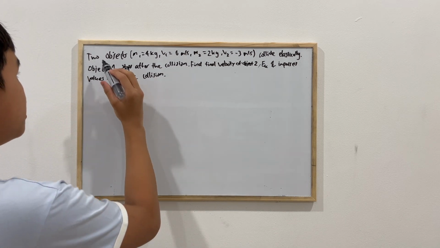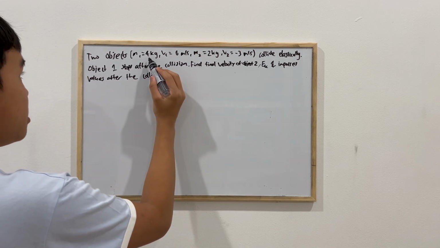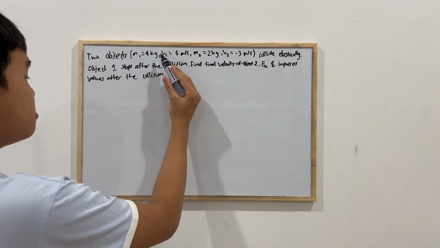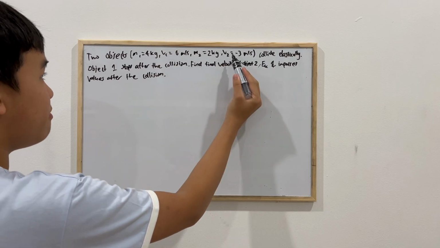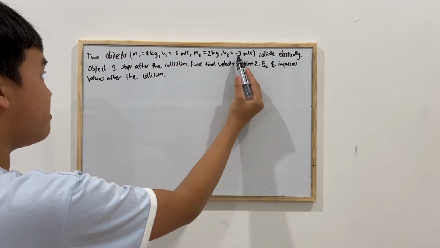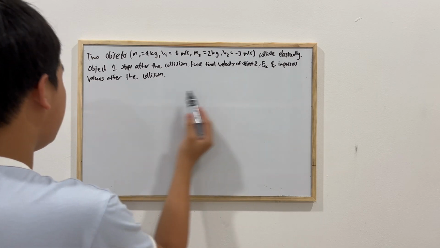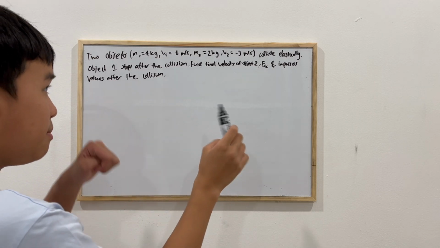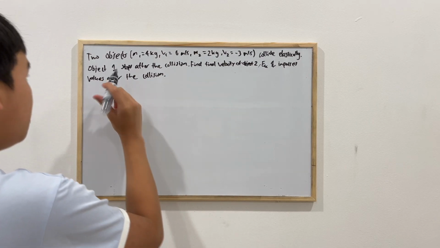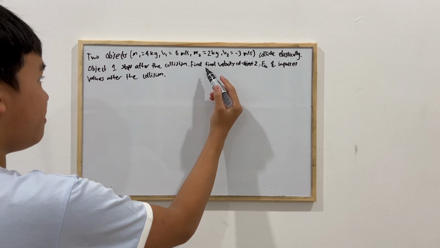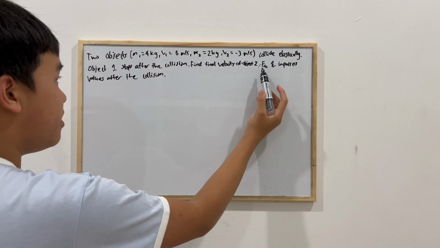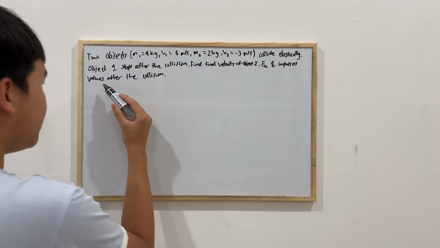Alright, today's problem. Two objects with masses 4 kilograms and 2 kilograms, with mass 1 having 6 meters per second and mass 2 having negative 3 meters per second, collide elastically, which means that their energy and their momentum is conserved once they collide. Object 1 stops after the collision. Find the final velocity of object 2, the kinetic energy, and impulses values after the collision.